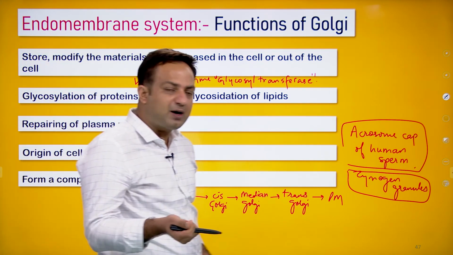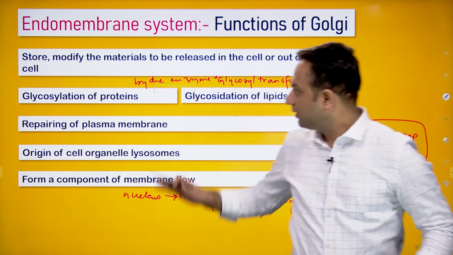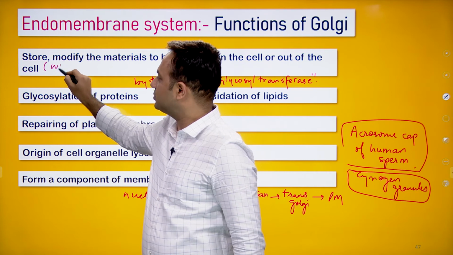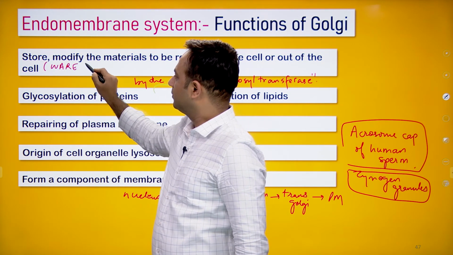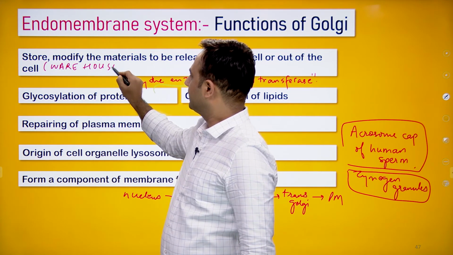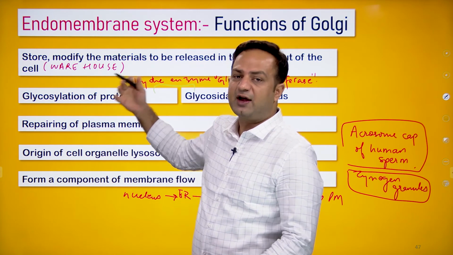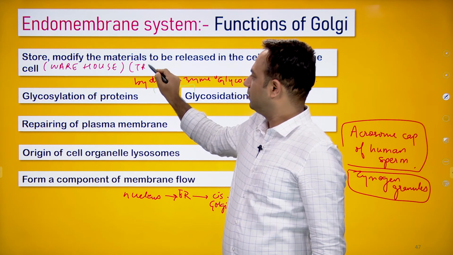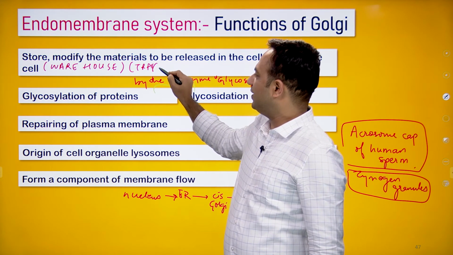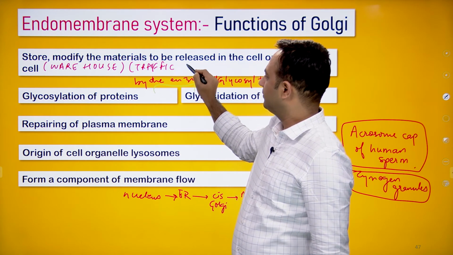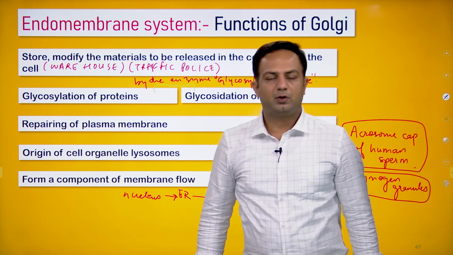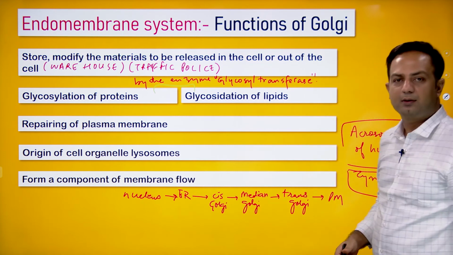Next, as I just said, the Golgi apparatus is going to store and modify the materials. In that case, it can be described as the warehouse of the cell. Some people mention, you can find it in old books, the traffic police of the cell, which is regulating the secretion from the cell actually. Okay, that's it.